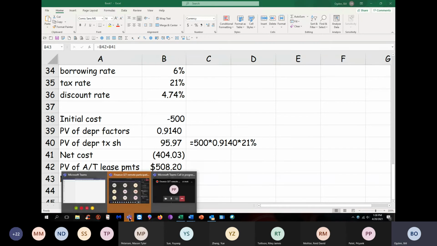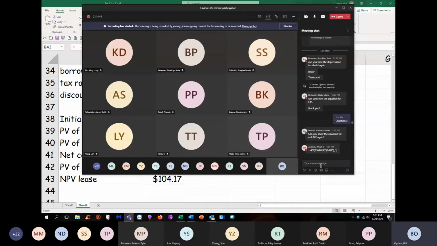Now, you surely don't offer a lease on your after-tax basis. You offer the lease on your before-tax basis. Hang on a minute, I'm lit up. Let me see what's going on here. For B42, yes, I can.